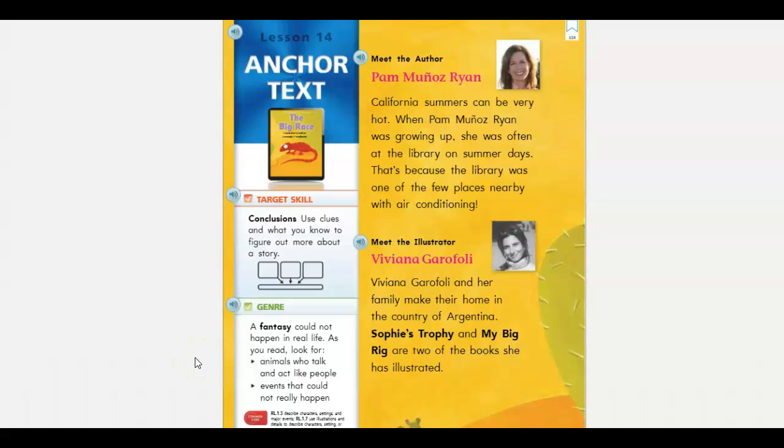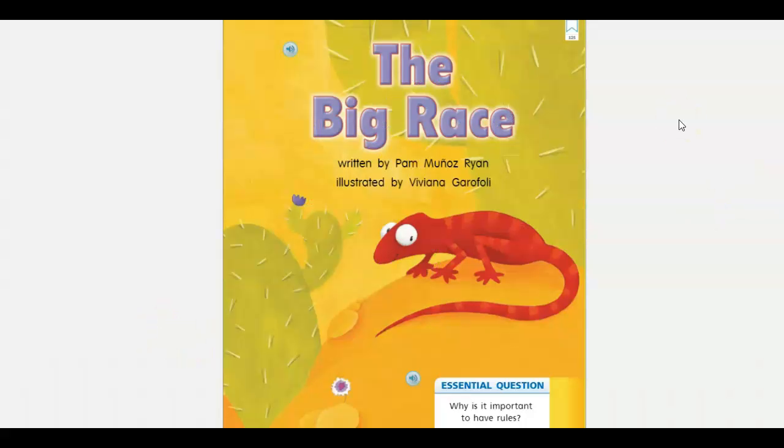Our genre for our story this week is a fantasy. A fantasy could not happen in real life. So as you read our story, look for animals who talk and act like people and events that could not really happen. So here is our story, The Big Race, written by Pam Munoz Ryan and illustrated by Viviana Garofali.